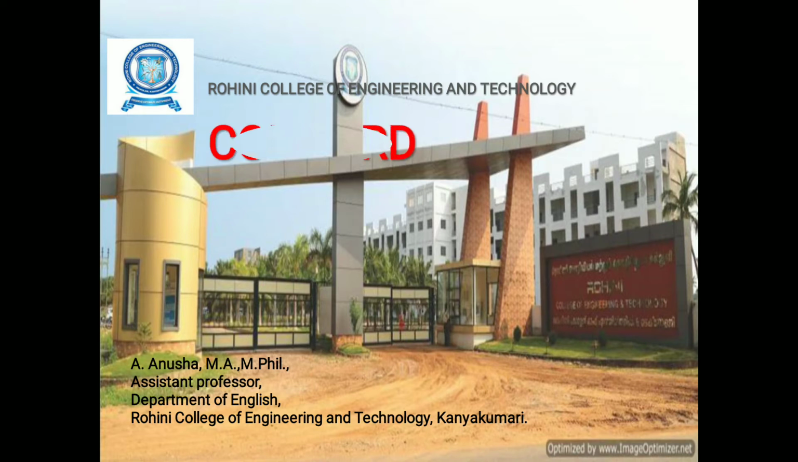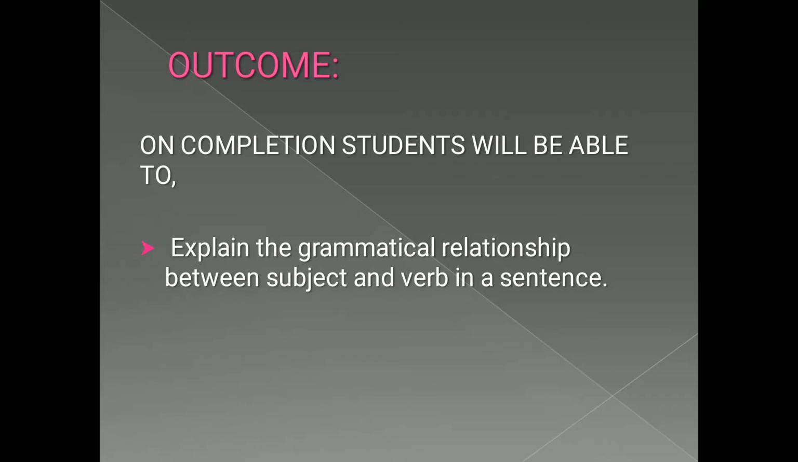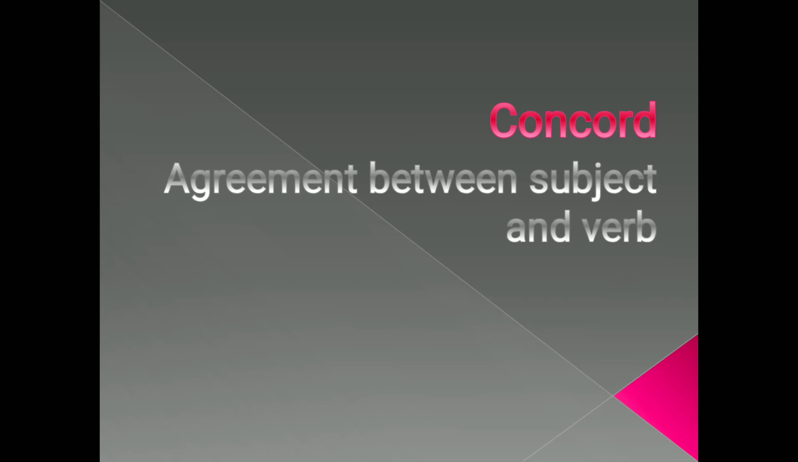So today we are going to discuss the topic Concord. This is a very important topic in English grammar as well as technical English. The subject code is HS8251 Technical English. The outcome: on completion, students will be able to explain the grammatical relationship between subject and verb in a sentence. So now, what is concord? It is just an agreement between subject and verb.